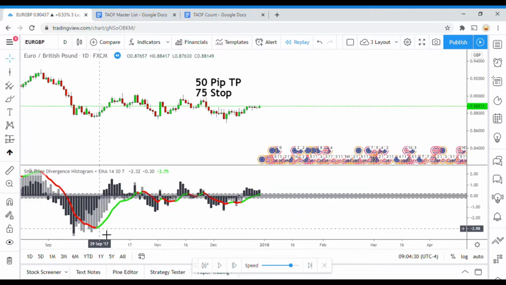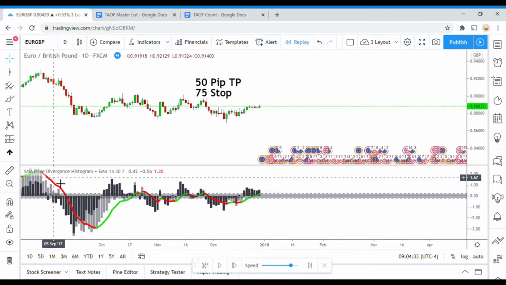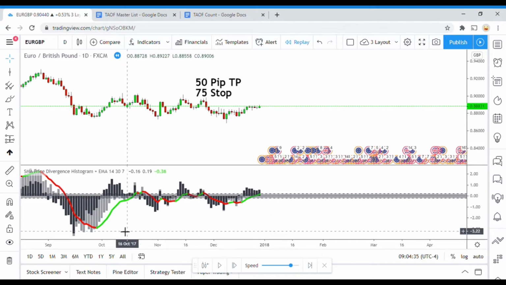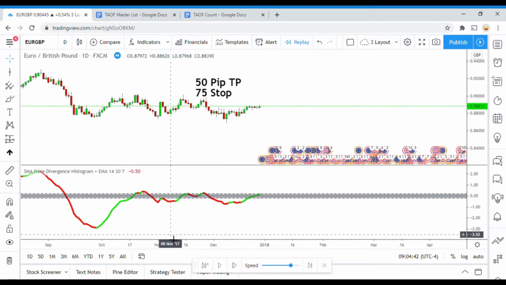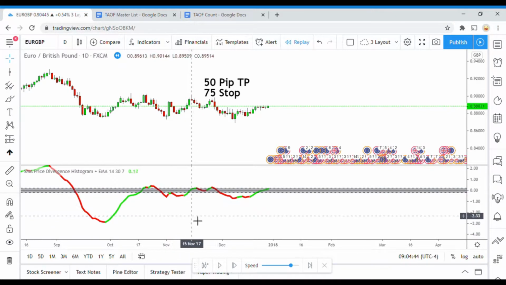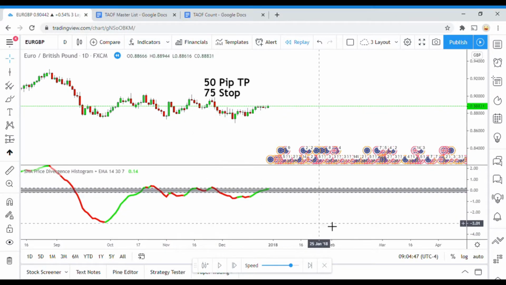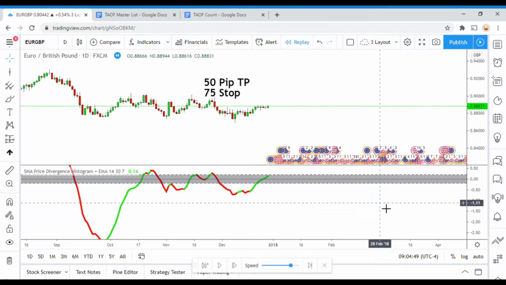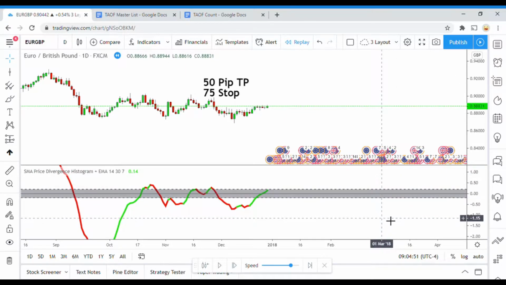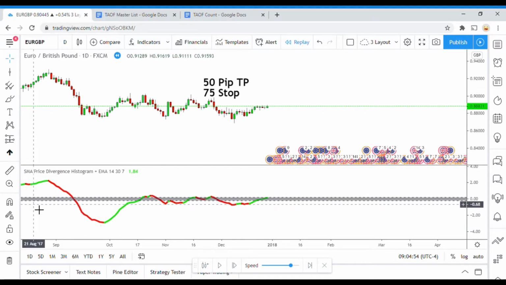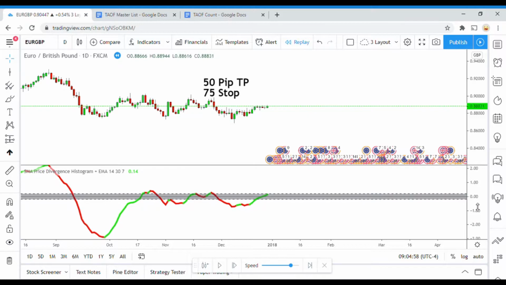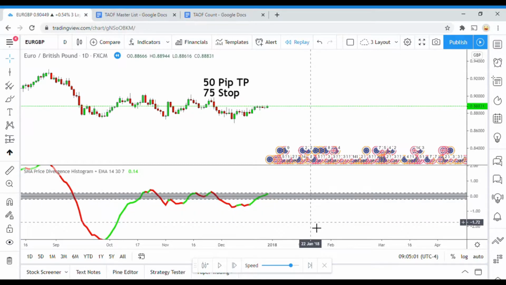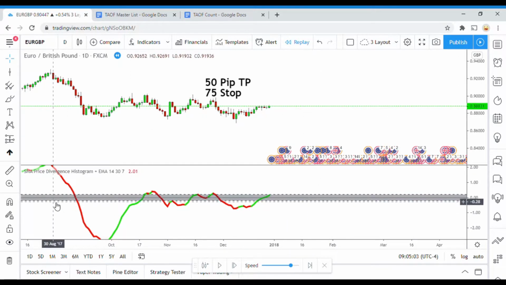And so this particular indicator here, the part that I am going to concentrate on is the divergence signal line. And so what I'm actually going to do is I'm going to go in here and I am going to clear out the histogram part of it. And I'm going to concentrate solely on the divergence signal line here.